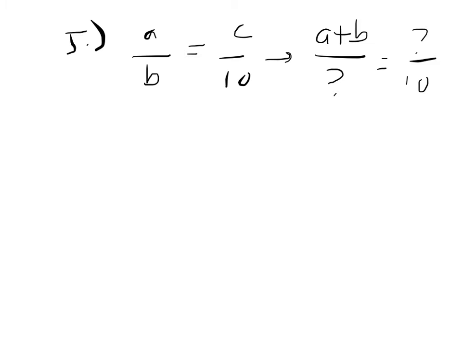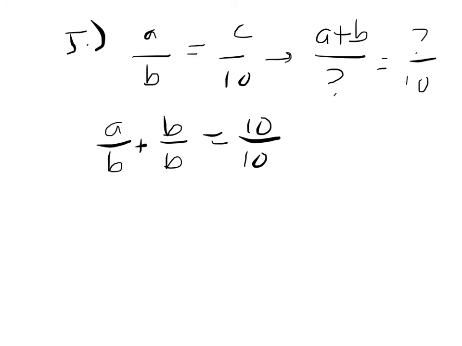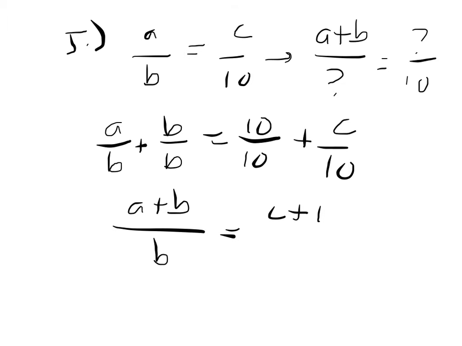Well, one way to do it would be just how I would add fractions. A over b plus b over b. Now, if I add b over b to one side of my proportion, I'd have to add the equivalent to the other side, which would be 1. b over b is 1. My denominator over there is 10, so I'm going to write that one as 10 over 10 plus c over 10. Now look what we've got. A plus b over b equals c plus 10 over 10. And now I'm able to go back and answer what those two question marks are.